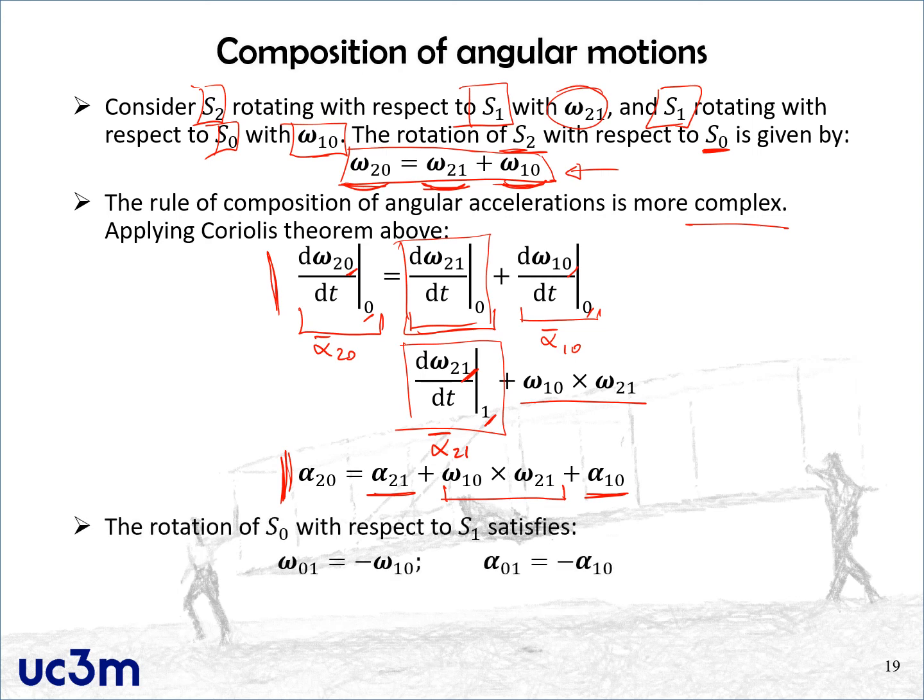Of course, we can always think of the reverse relations in relative motion. So imagine that you only have now S1 and S0, and you already have omega 1,0 and alpha 1,0, and you wonder what the reverse relations are, so omega 0,1 and alpha 0,1. Well, the relations in that case are quite straightforward. You just have that they are opposite with respect to each other.